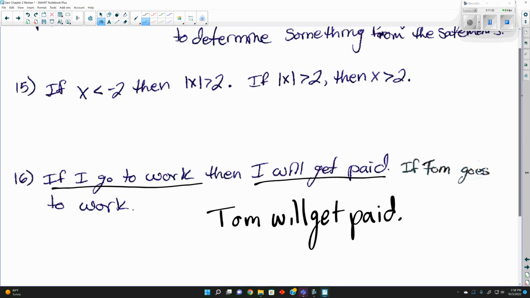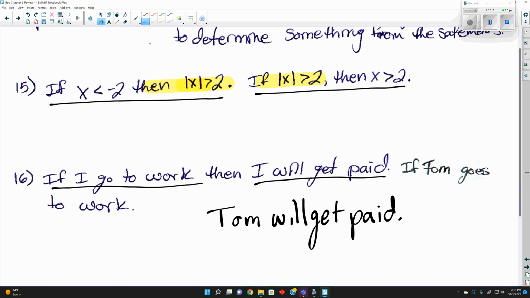For the law of syllogism, they're going to give us two if-then statements, and the conclusion of one is going to match the hypothesis of the other. So for this one here, if x is less than negative 2, then the absolute value of x is greater than 2. If the absolute value of x is greater than 2, then x is greater than 2. So your syllogism will always have two if-thens, and detachment will only have one if-then.